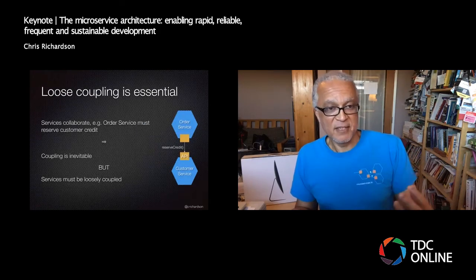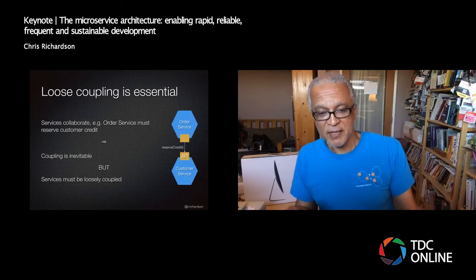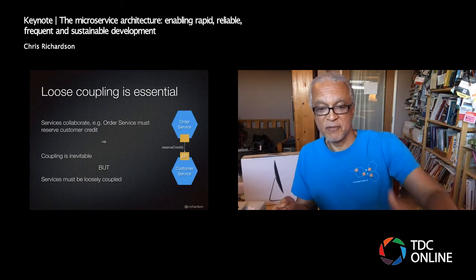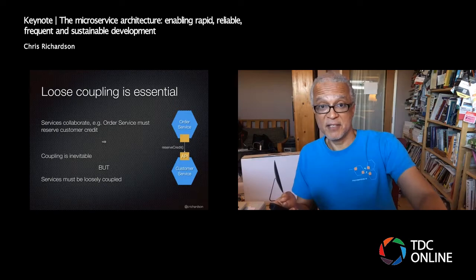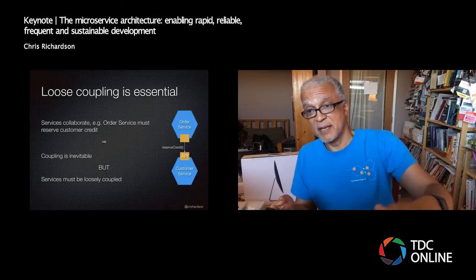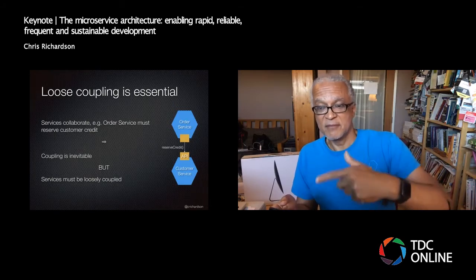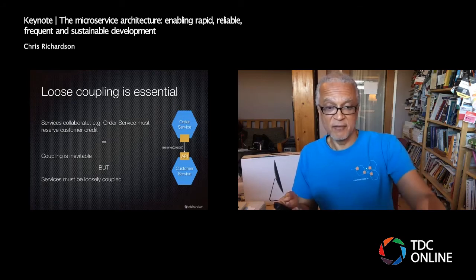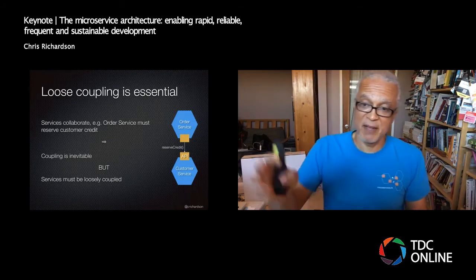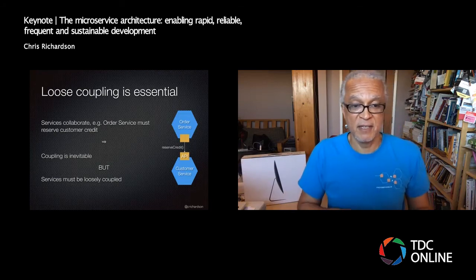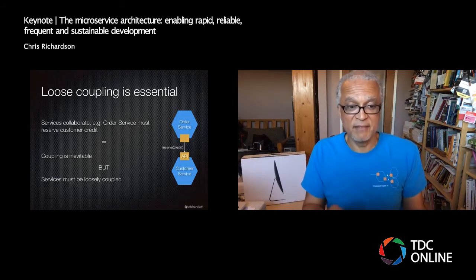So I want to talk about this concept of coupling. It's quite normal for services to collaborate, for one service to invoke the API somehow of another service. Perhaps, in the example I use, the order service, before it creates an order, has to verify that there's sufficient credit available for that customer. So somehow it has to reserve credit in the customer service. So some kind of dependency, some kind of coupling is inevitable, but you want to ensure that the coupling is loose. So it's loose coupling between your services.